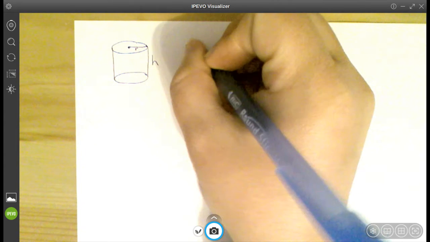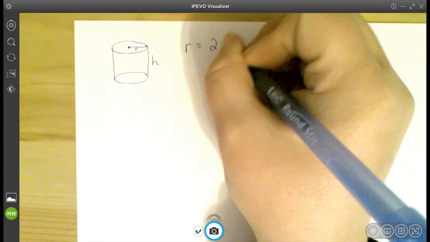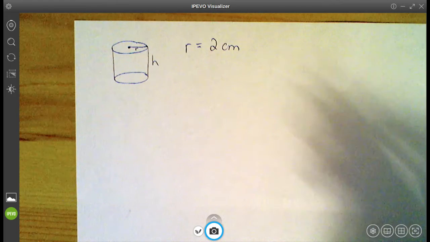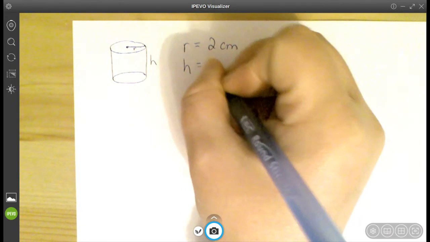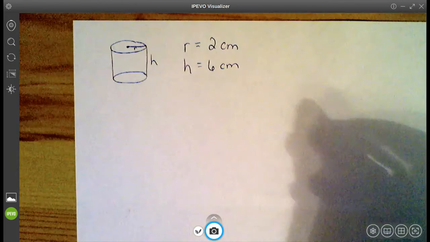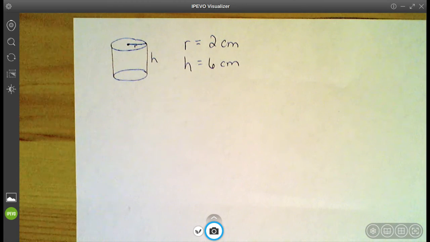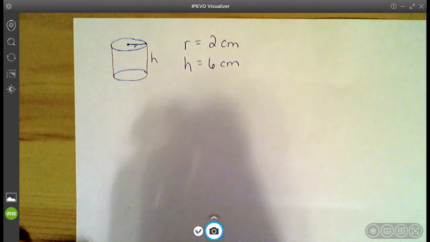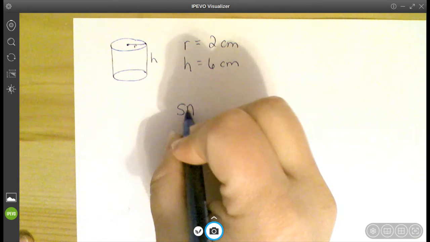So let's say for this example that our radius is 2 centimeters and our height is 6 centimeters. So we're just going to plug those numbers into the surface area and volume formulas. We'll start with surface area.